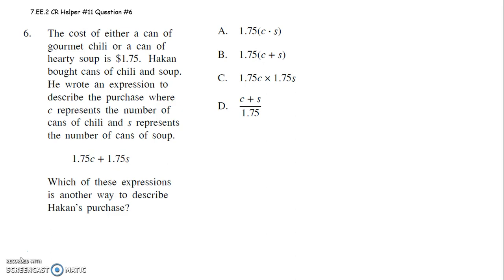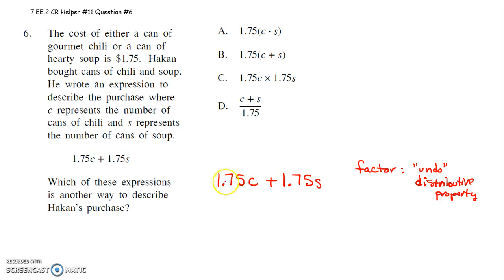All right, so what they're really testing here is if you understand how to factor an expression or how to, quote-unquote, undo the distributive property. So I'm going to take 1.75C plus 1.75S, and I'm going to factor. Factor means undo the distributive property. So what we're looking for is, is there a factor in common to each of these terms?